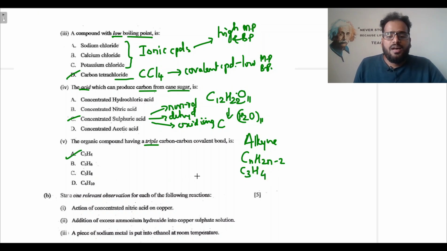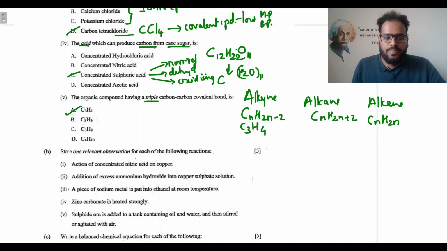So straight away this is the answer which has a triple bond. Don't worry about the remaining questions. Either I will tell you alkane and alkene as well. Alkane का general formula is CnH2n+2. Alkene, जिसमें double bond होगा, the compound is CnH2n, for your refreshment.